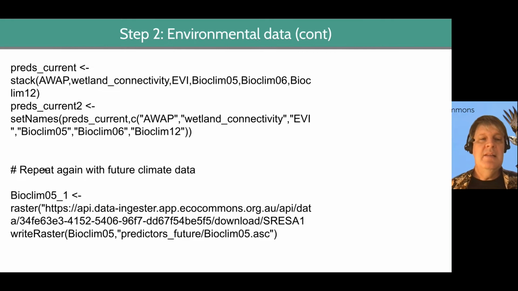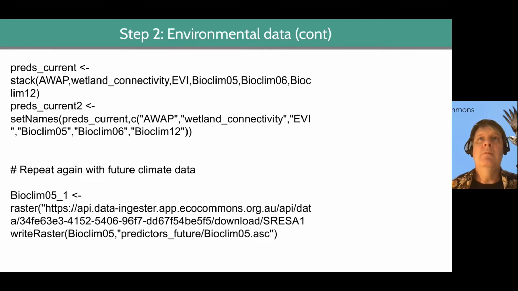And then you want to repeat this again with future climate data. So we've chosen here, we've found some future climate data, and we want to predict into that. Like we want to build a model based on current conditions, and we want to predict into future conditions. So we found on EcoCommons an environmental data set which uses the same kind of model to generate its predictions as our current data used.